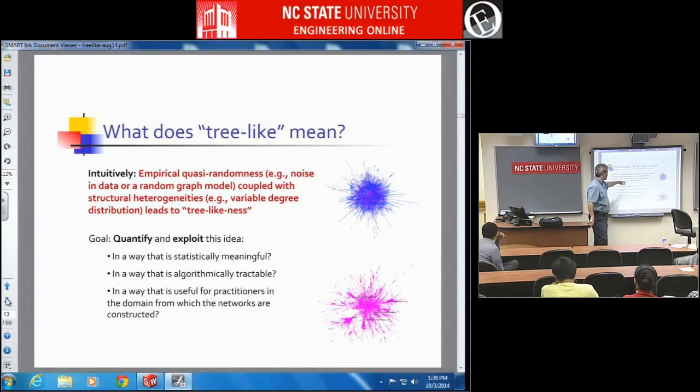Can we quantify, and this leads to tree-likeness. So the question is, can we quantify this in a way that's going to be statistically meaningful? Because ultimately we want to make some inferential claims in a way that's algorithmically tractable, hopefully on graphs that have more than 100 nodes or whatever, like the ones we had before, millions of nodes or tens of millions of nodes. And it's going to be ideally useful in a way such that practitioners from the domain from which the graph was constructed can say, yeah, that makes sense, or no, it doesn't, and can do some sort of iterative analytics like that.